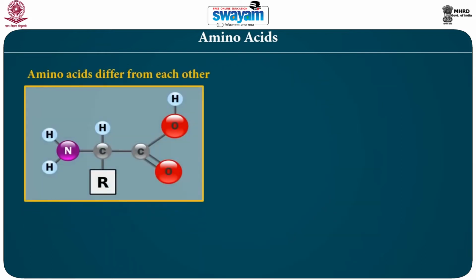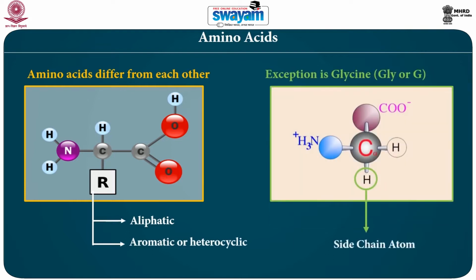The amino acids differ from each other in their side chain R, which can be either aliphatic, aromatic, or heterocyclic in nature. The exception is glycine, which is abbreviated as GLY, or one letter code G, which has a hydrogen atom H attached as a side chain.